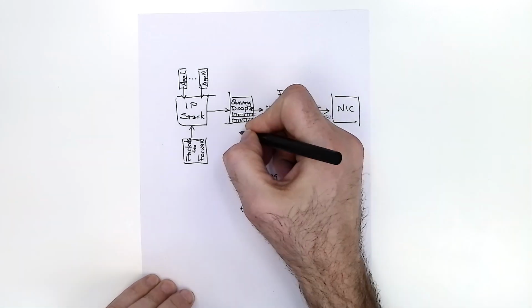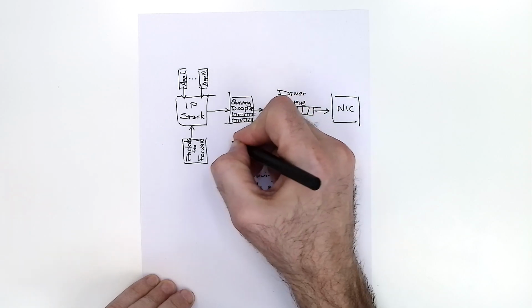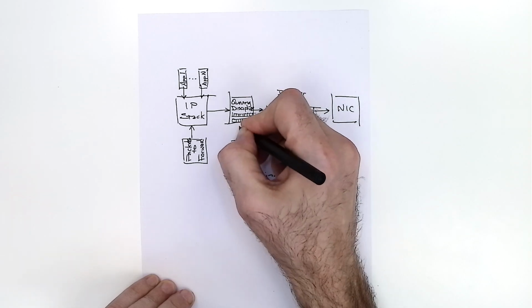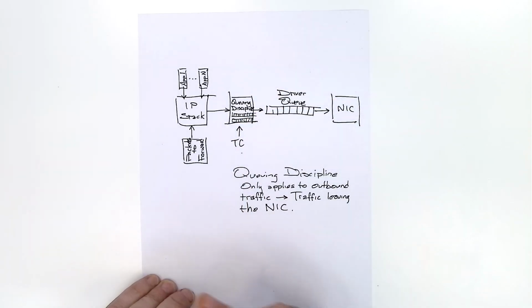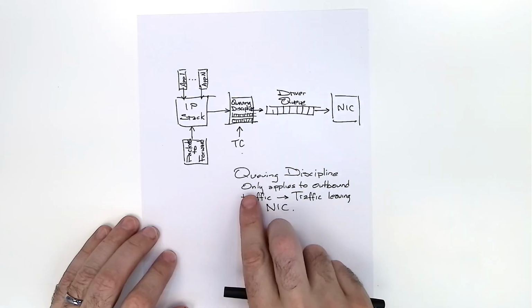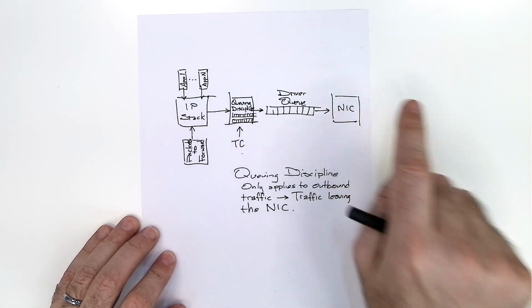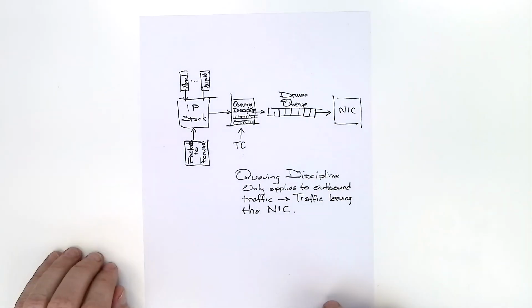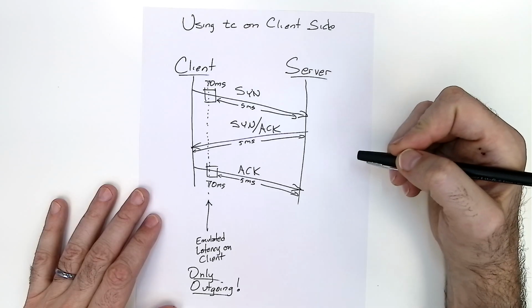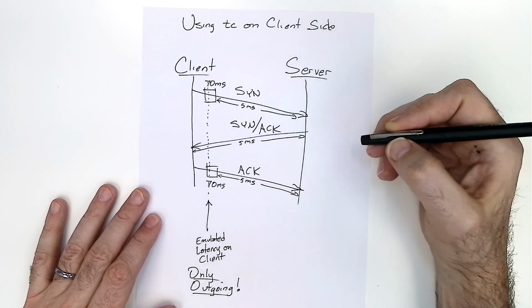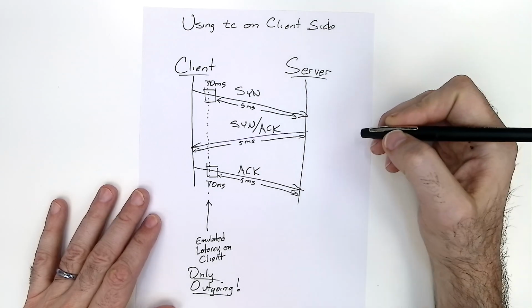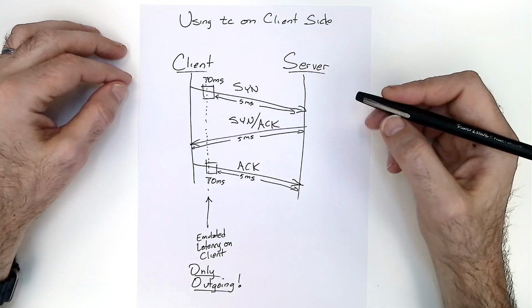And we use a thing called TC. That's traffic control, to manage these queuing disciplines. This only applies to the outbound traffic, the traffic that is leaving the NIC. It doesn't apply to stuff coming in. So we use TC and we use this NetEm queuing discipline to insert 70 milliseconds of delay.